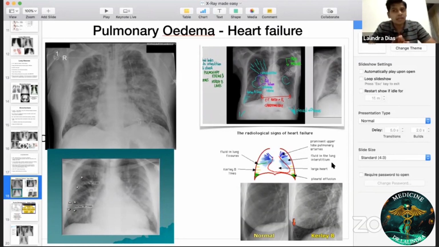What is the confirmatory test of heart failure? It is not the X-ray, but what is it? 2D echocardiogram or transthoracic echo. Confirmatory test to diagnose heart failure is transthoracic echo or 2D echocardiogram.